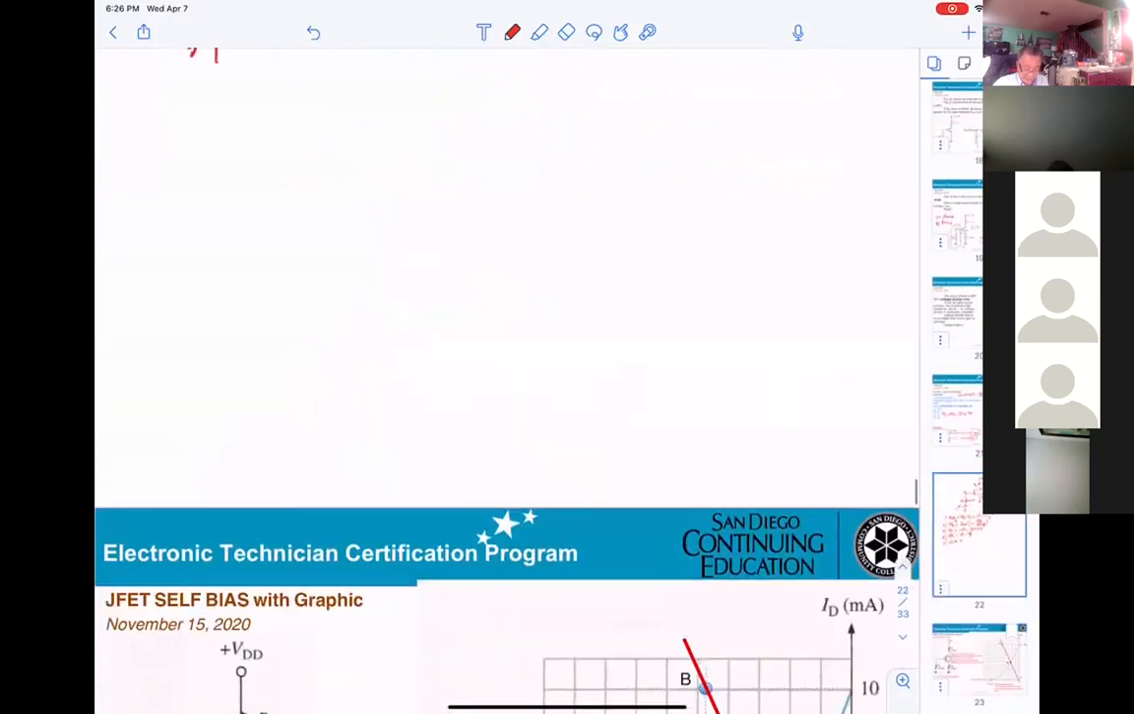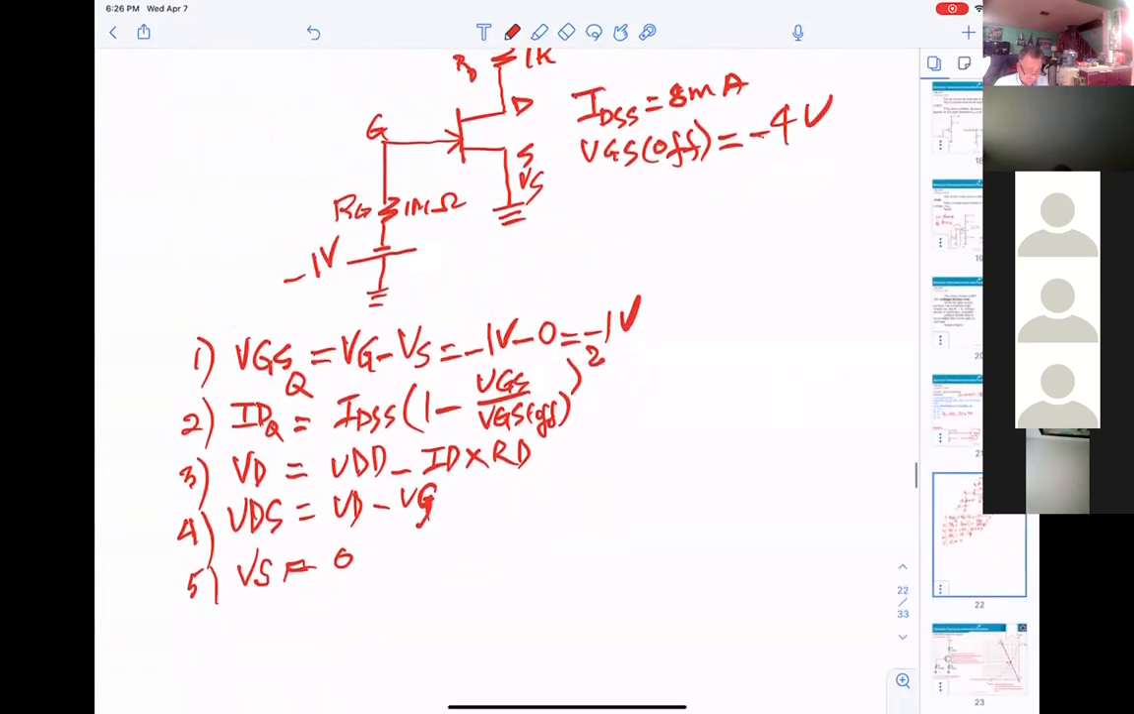Mr. Pham, on number 4, VDS is equal to VD minus VS, right? That's right, an S. Okay, all right. It looked like a G. Okay. Question, Mr. Pham. Go ahead. The general rule for the JFET, correct me, if the arrow is going into the gate, you have to have positive voltage for the gate to open.